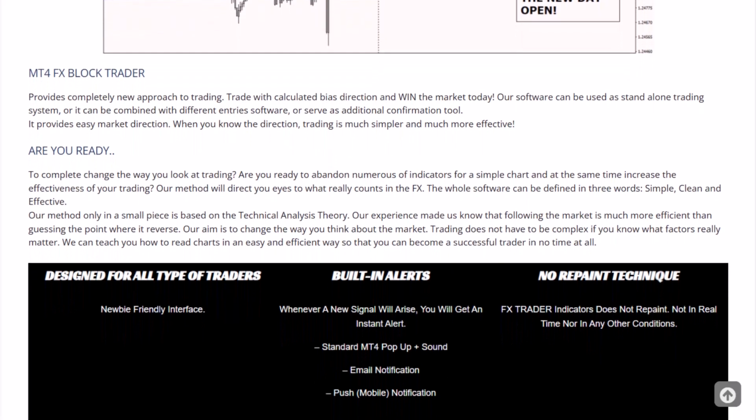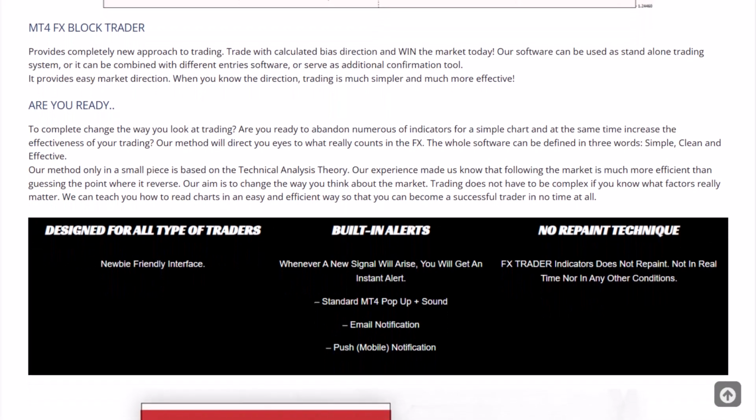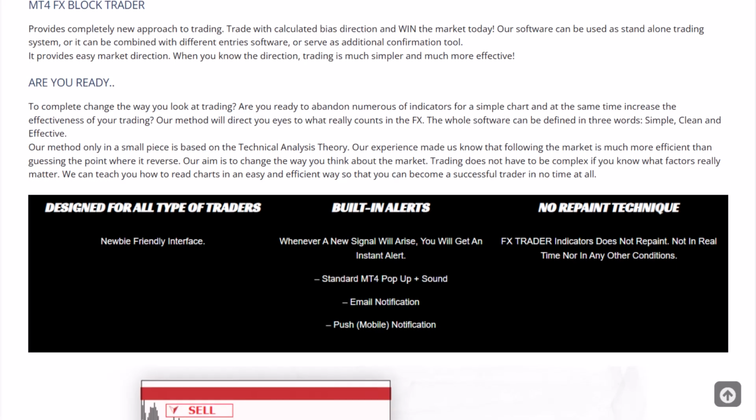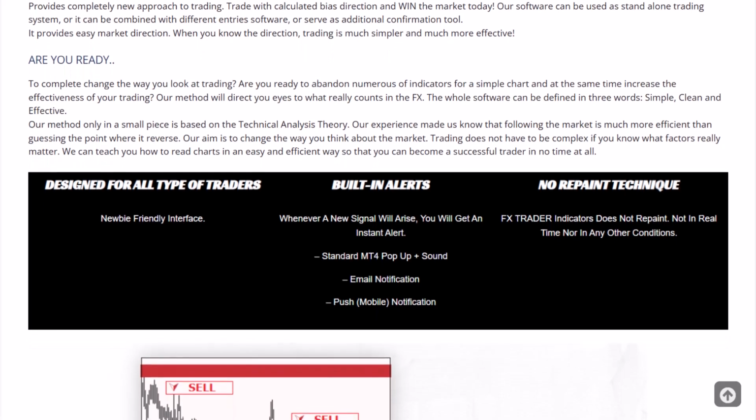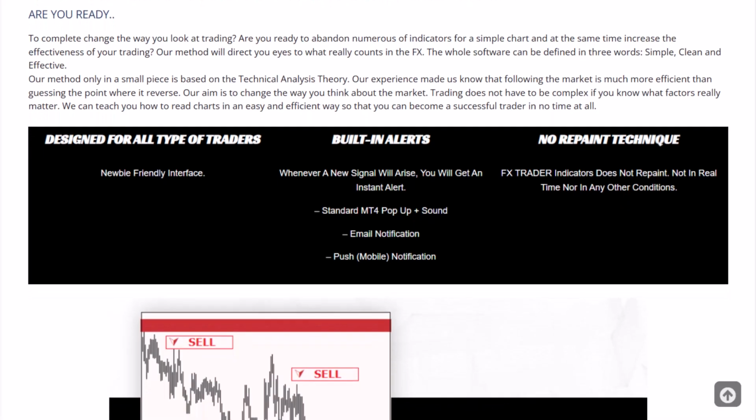And the best part? It shows everything with simple, color-coded signals. Blue means buy, red means sell. If the market is flat, you're advised to wait. That's clarity most traders only dream about.